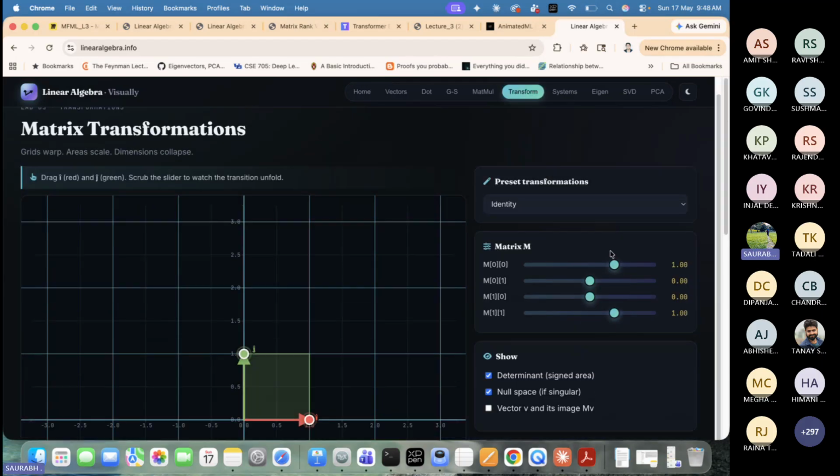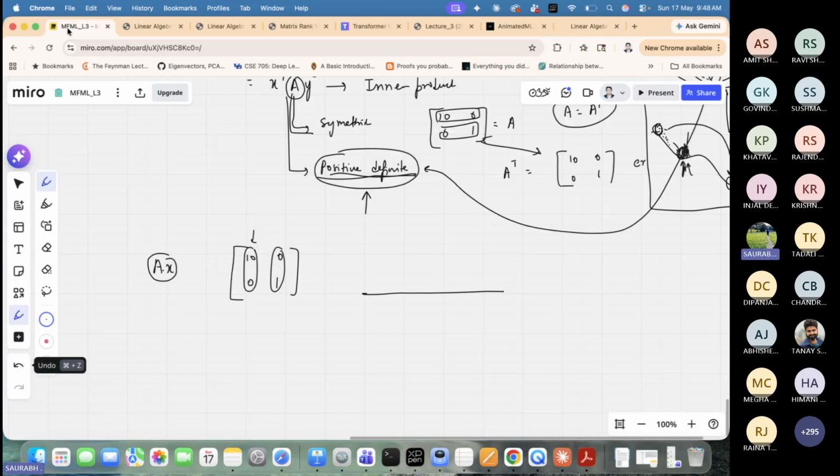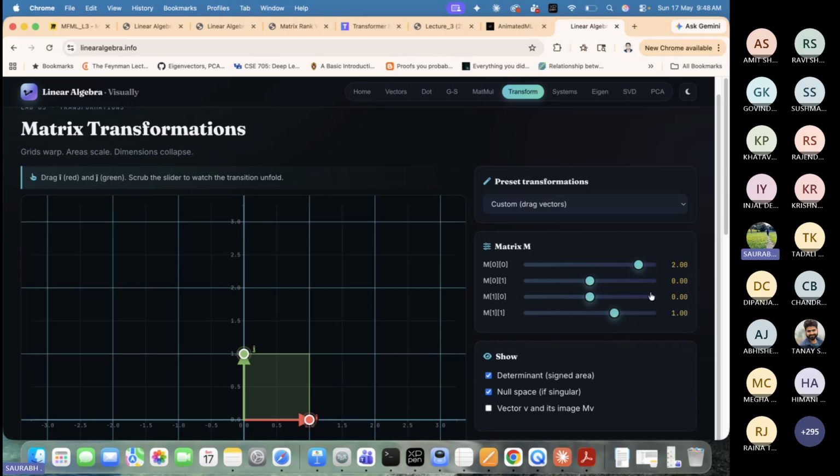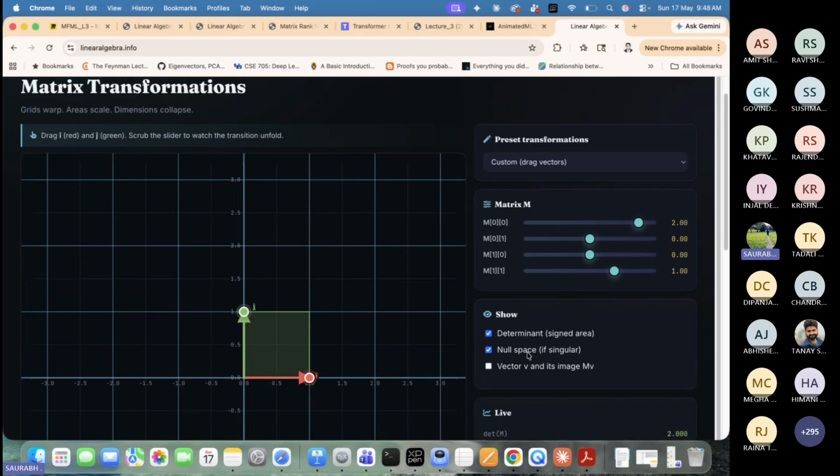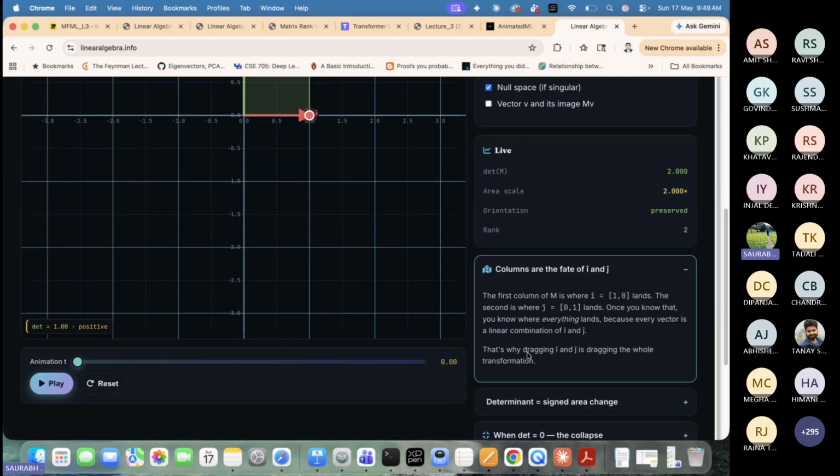So think of not 10, 0. Let's say that I do not have a way of doing 10, 0, but let's say it is 2, 0 and 0, 1, right? So let's say that 0 and 1. So this is that. Now, if you see here, the kind of transformation that this matrix does is this.